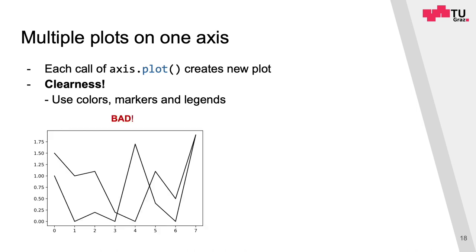Here you see a very, very bad example. We have two plots or two lines in one axis, basically one plot. You can see both those lines are black, so you can't really distinguish between them, especially where the lines cross. You don't know where the line continues, which line continues. And you also have no axis labels, you do not have a legend, and so on.